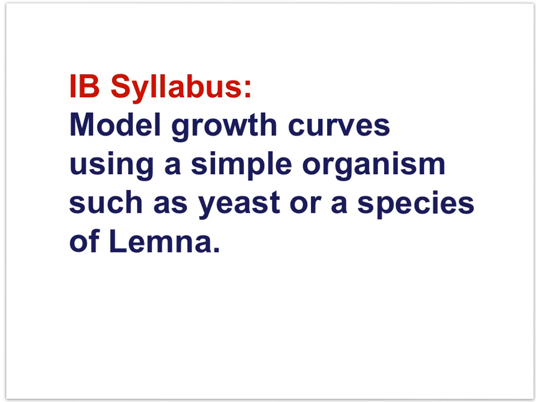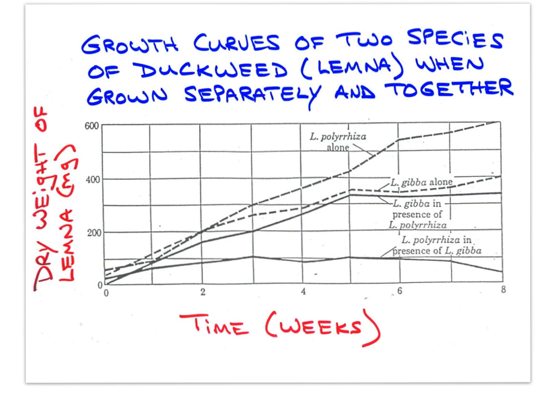Here is our next IB syllabus statement, a statement that will be followed up in lab. Model growth curves using a simple organism such as yeast or a species of lemna. Here are the population growth curves for 2 lemna species, otherwise known as duckweed. When the populations are grown separately, the 2 curves resemble the theoretical S-shaped growth curve.